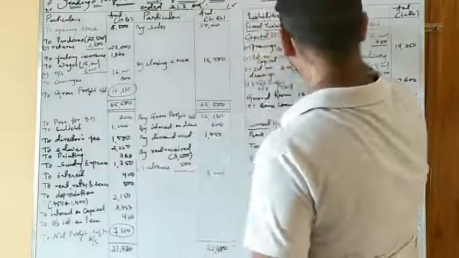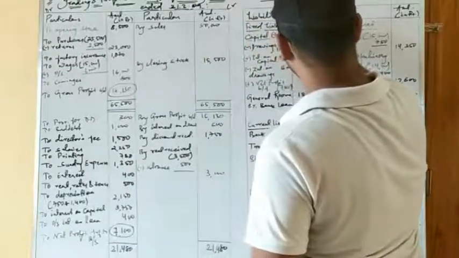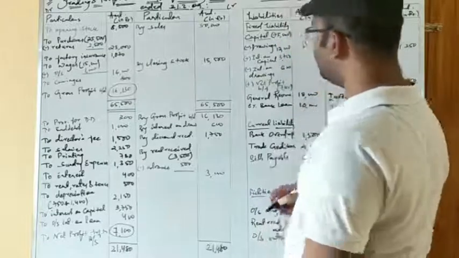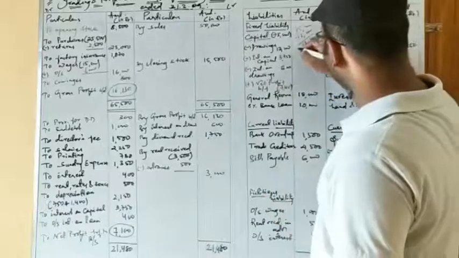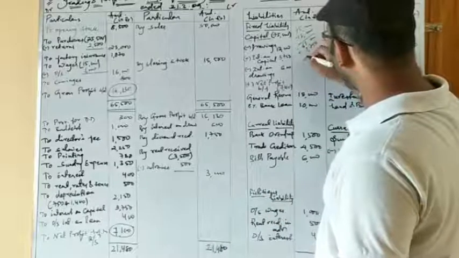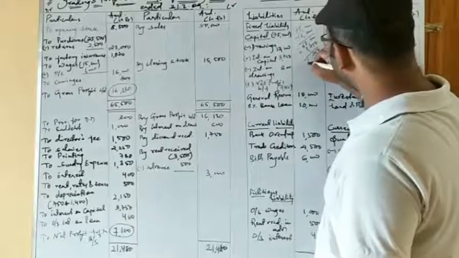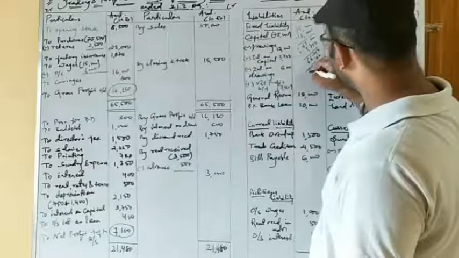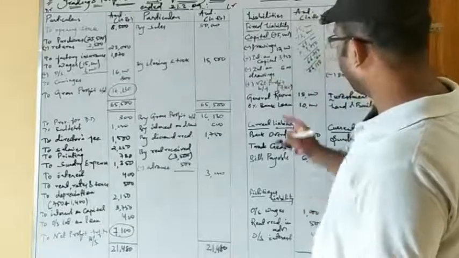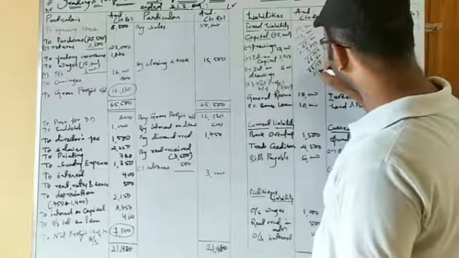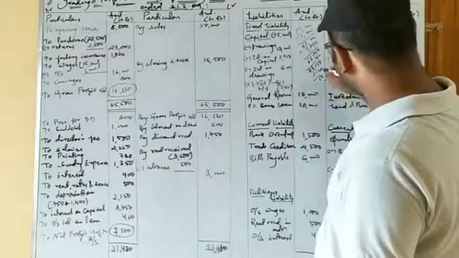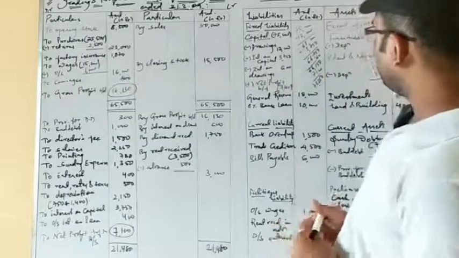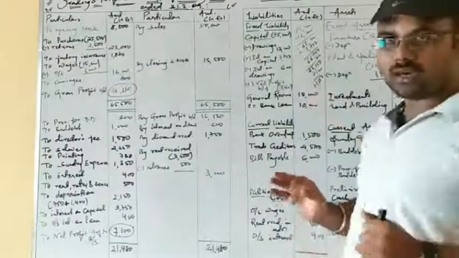So see, the capital is 75,000. Then we have to deduct the drawings, that is 12,000. So it comes to 63,000. Then interest on capital you have to add, that is 3,750. So we get 66,750. Then we have to deduct the interest on drawings, that comes to 66,150. Then again we have to add the net profit, that is 7,100. So the total comes to 73,250, the adjusted capital value.